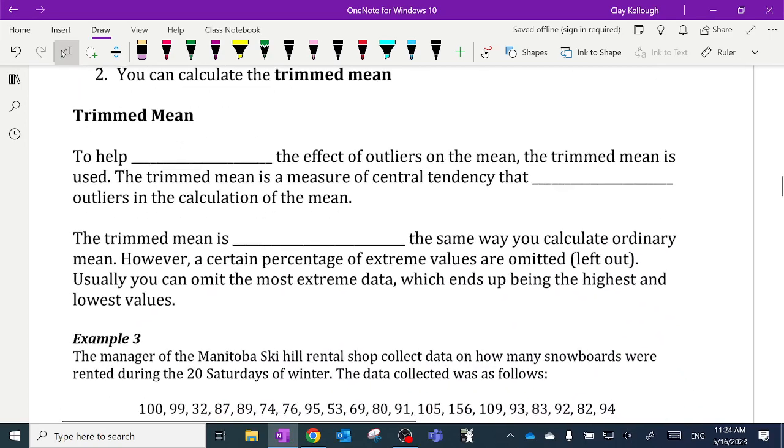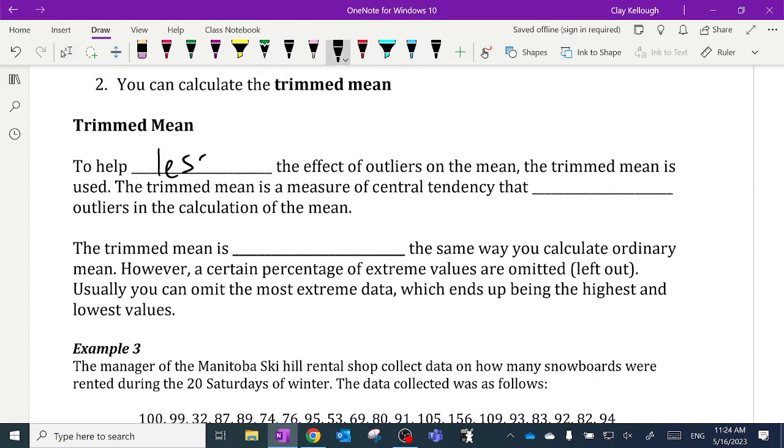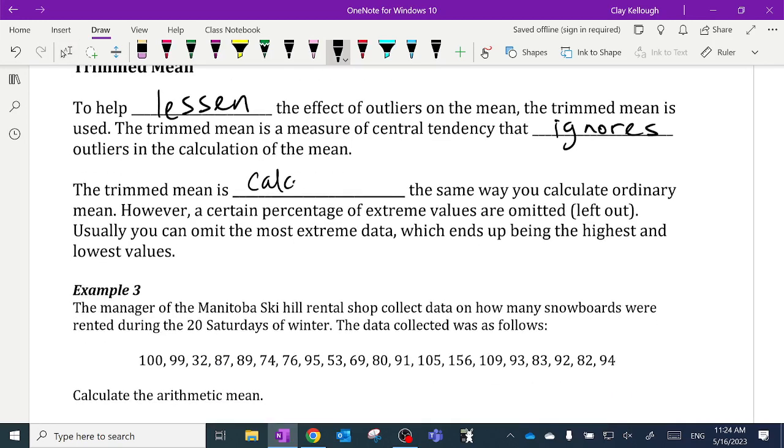A trimmed mean helps lessen the effect of outliers on the mean. The trimmed mean is a measure of central tendency that ignores outliers in the calculation of the mean. It is calculated the same way you calculate an ordinary mean. However, a certain percentage of extreme values are omitted or left out. Usually you can omit the most extreme data, which ends up being the highest and lowest values.